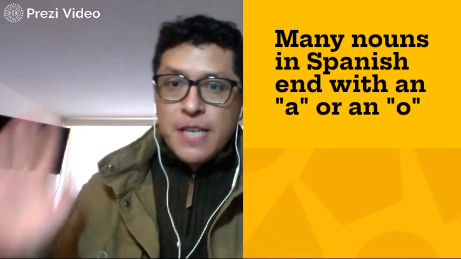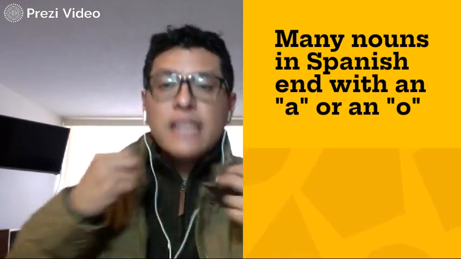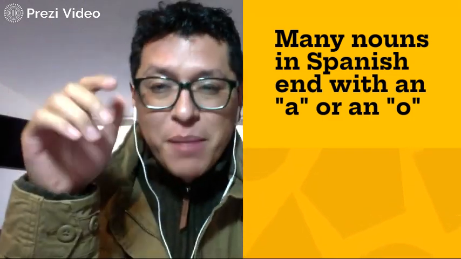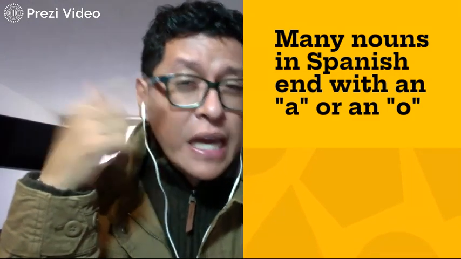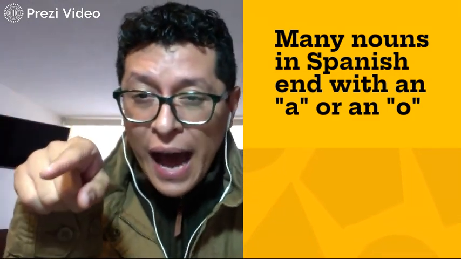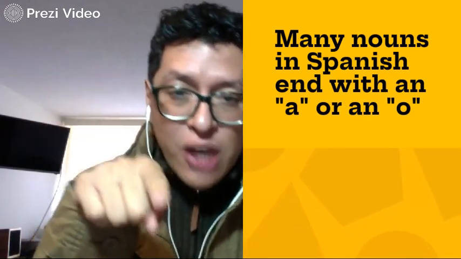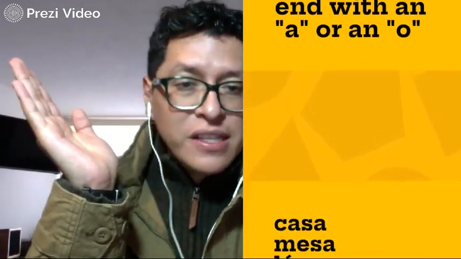So most of the time that happens, okay? As I tell you, it's kind of a rule. It's not really a rule because there are so many exceptions, but most of the time this happens. So it's a hint, it's a clue that you see, okay, it has an a, so this must be female, okay? It has an o, so this must be male. So let's take a look at these words.